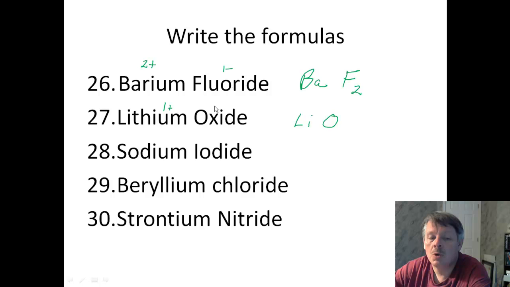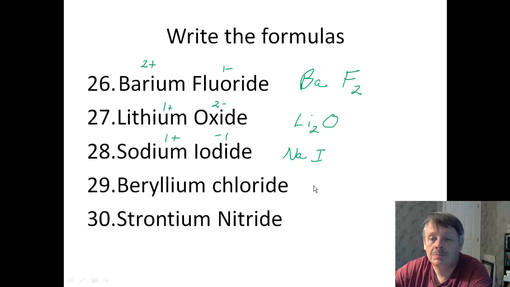Lithium and oxygen. Lithium oxide. Lithium has a 1+ charge, oxygen has a 2- charge. I cross them, so I get Li2O. Sodium and iodine. Sodium is Na, iodine is I. This is a 1+ and a 1-. The 1+ and the 1- cancel each other out, so I'm left with NaI.